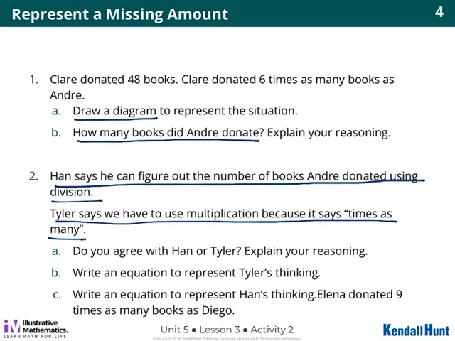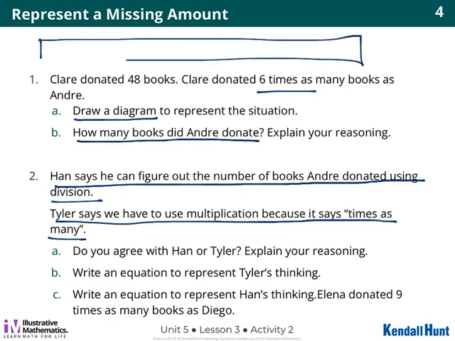All right, so, number 1, Claire donated 48 books. Claire donated 6 times as many books as Andre. Guys, I'm not going to draw the diagram. It would be 48 cubes or 48 circles. Some of you guys did circles. We had to do that. Yeah. I'm doing this just for you guys.